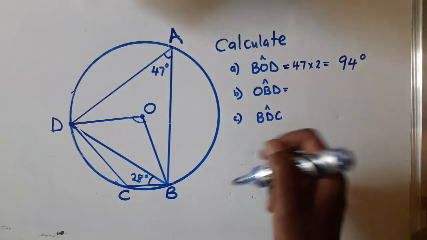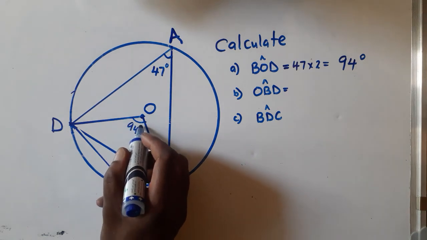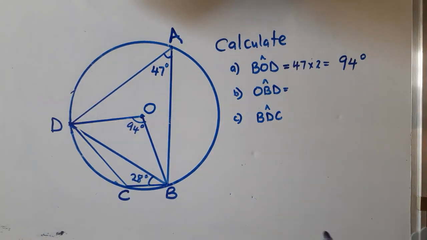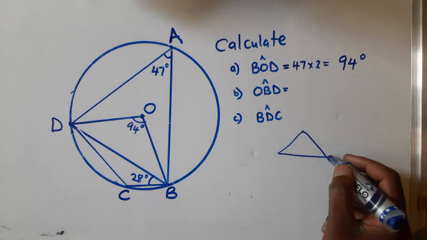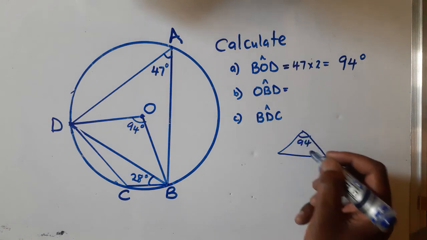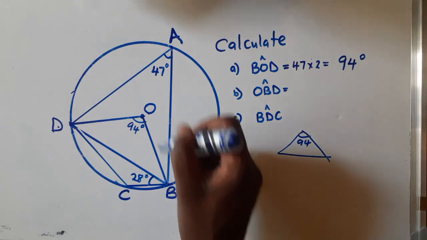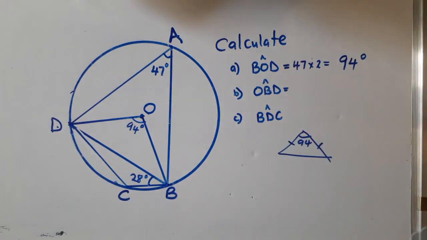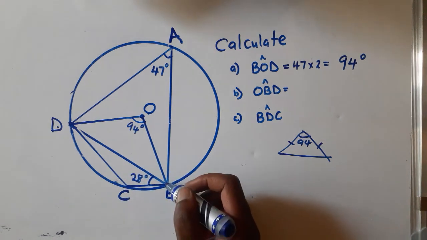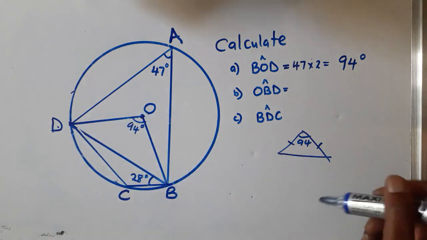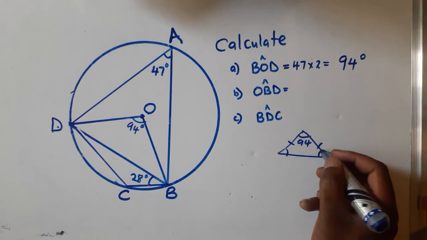All right, we come to the second one, OBD. This angle here, we've been told that it's 94 degrees, and DO is equal to BO. In other words, it's an isosceles triangle. This is a radius, and this one is also a radius, so they are equal in length. Therefore, these angles are equal.